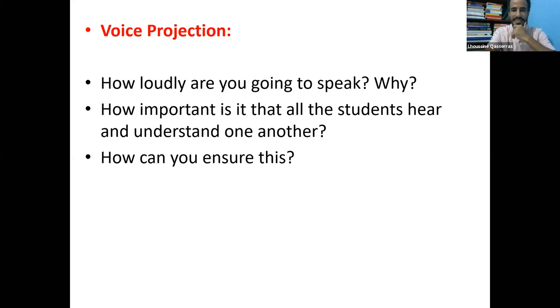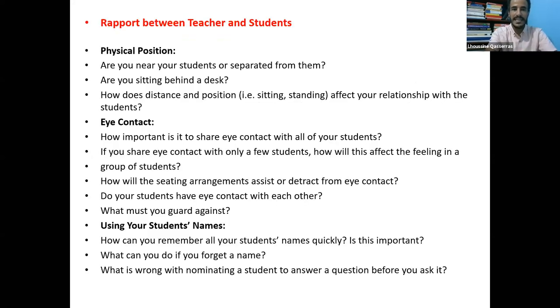So let's move on to the next. Then there is a report again. One of the classroom management skills that we have to work on is building a good rapport with students. So rapport between teacher and students, physical position. Are you near your students or separate from them? Your position. Are you sitting behind a desk in front of students, next to students? How does distance and position, sitting, standing, affect your relationship with the students?